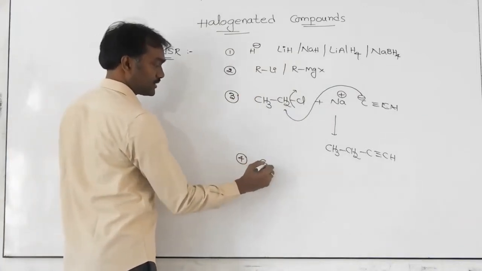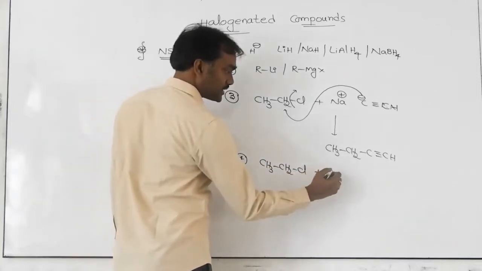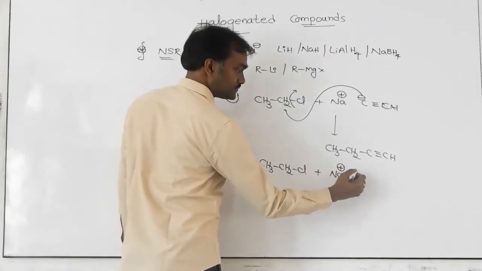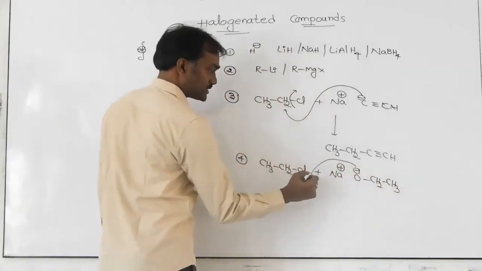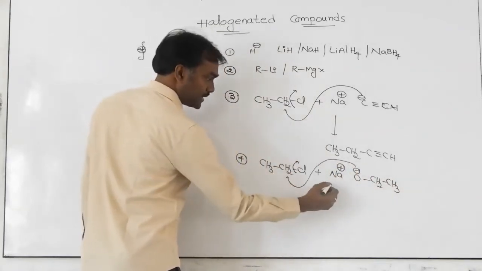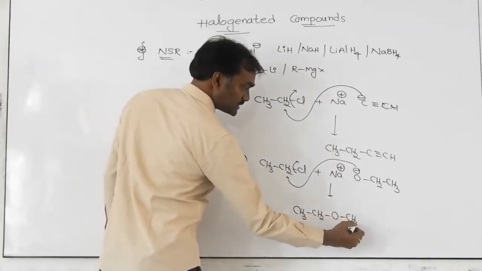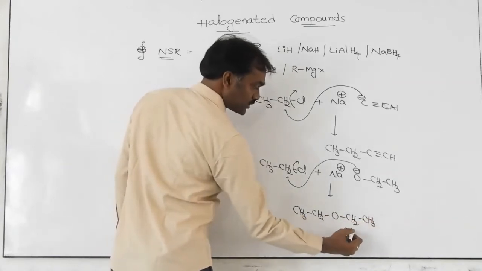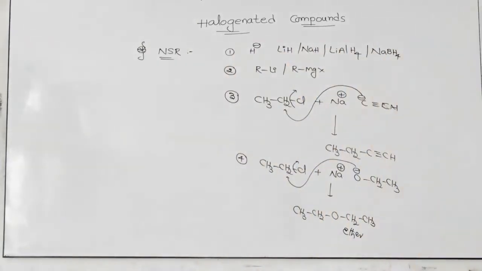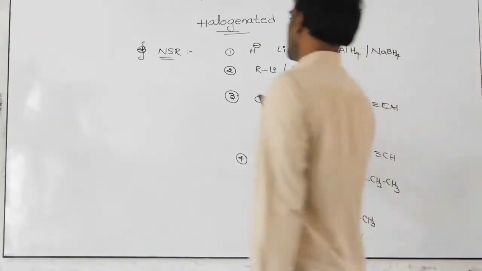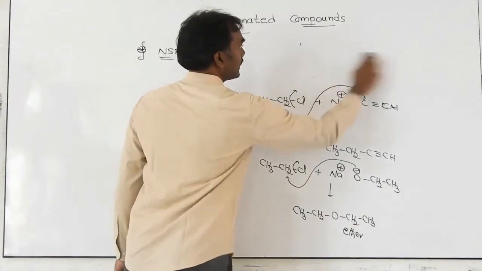Sodium acetylide has a negative charge. Next, fourth: CH3CH2Cl treated with sodium ethoxide. Here also the negative charge is coming and Cl will be eliminated. So your answer is CH3CH2OCH2CH3, an ether. Sodium ethoxide, or alkoxide, any negative species, is readily reactive with alkyl halides.